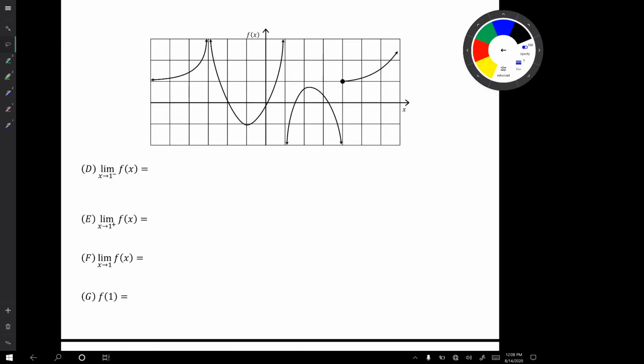Our next 4 questions have to do with behavior around x equals 1. Question D asks us to find this limit. Now that's the limit as x approaches 1 from the left. Notice the behavior. The graph of f has a vertical asymptote at x equals 1, and the graph goes up along the left side of that asymptote. So let me write that sentence down over here on the right.